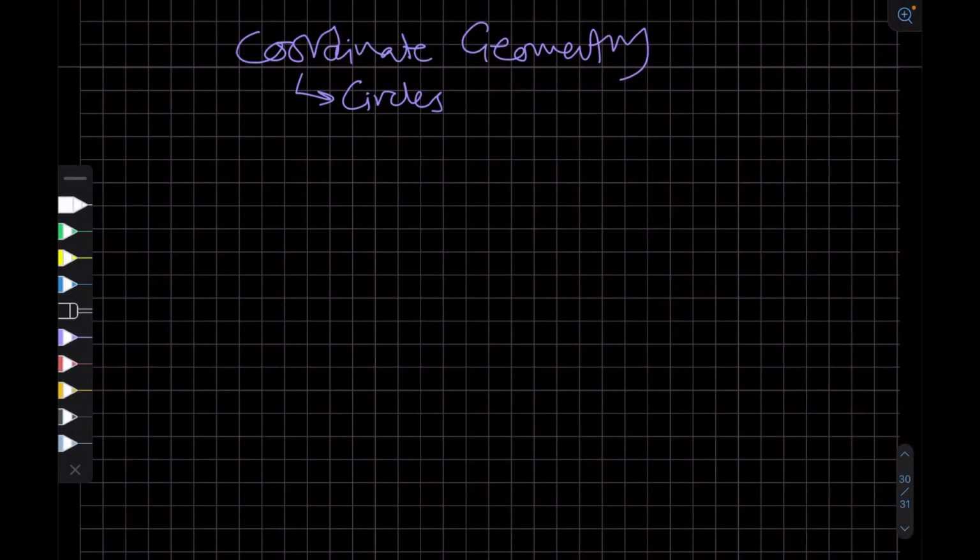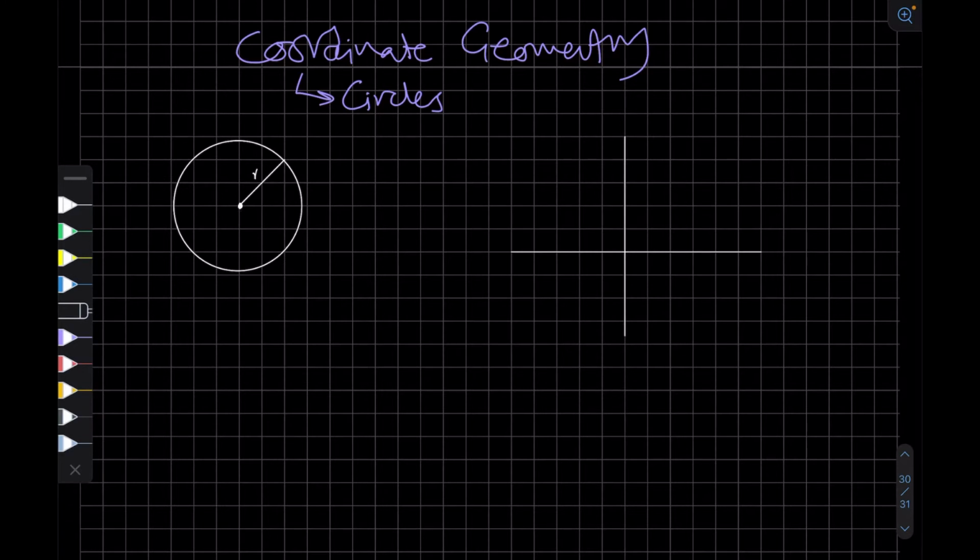Hello, welcome back. So we are going to look at circles from the perspective of coordinate geometry. Starting off with the most basic thing, what is a circle? Well, a circle is a shape that remains equidistant from its center. So if this is my center and I take some distance like this and I revolve around, this will give me a circle. It is always the same distance r from the center.